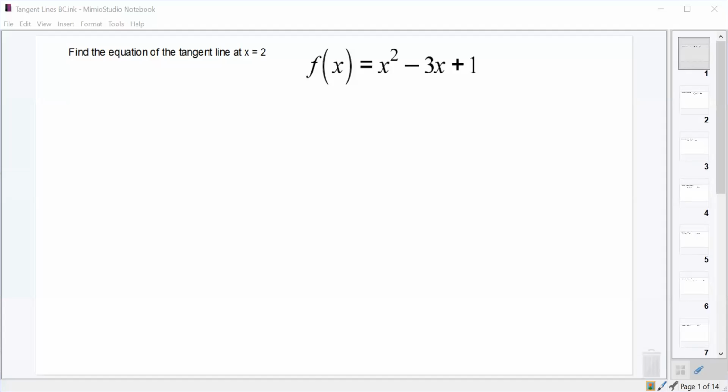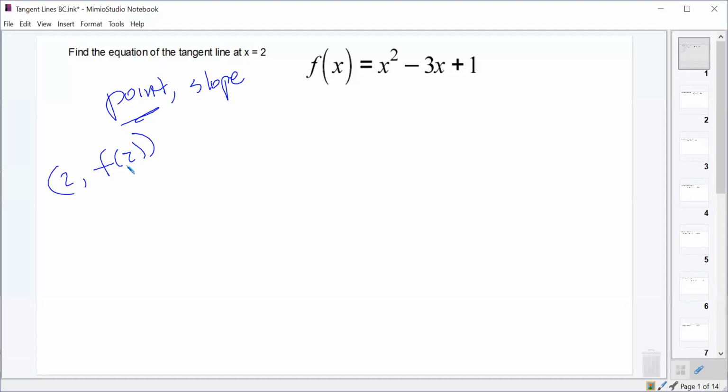If we want to find the equation of the tangent line at x equals 2 to some function, all we have to do is find both a point and a slope. Right? Point should be easy enough. That should just be f of 2, or 2 comma f of 2, which is what? 2 comma -1. All right, arithmetic, good.